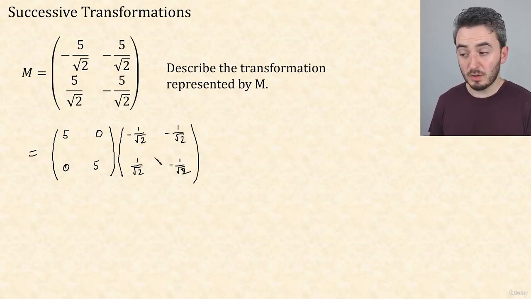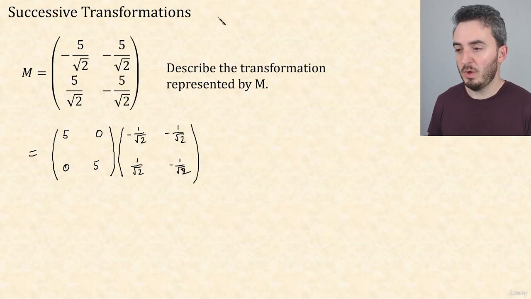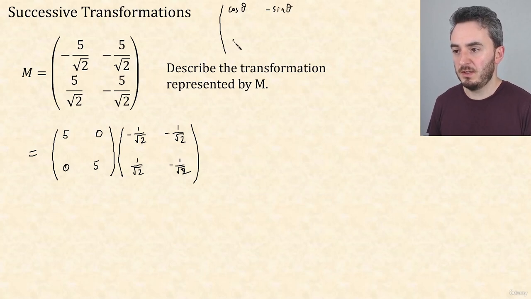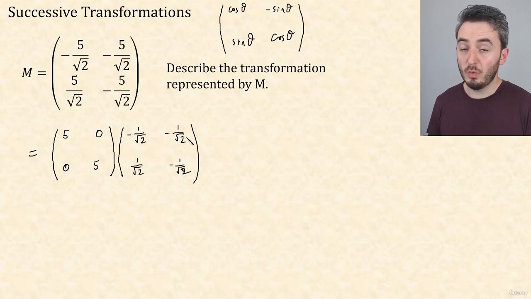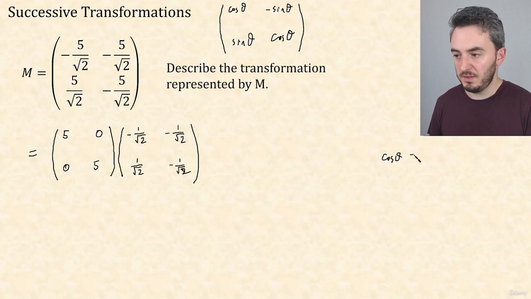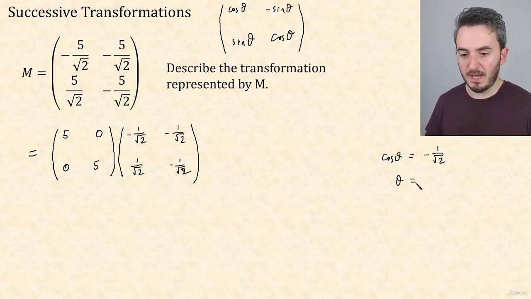Now, this one looks like a rotation, but which rotation? Well, you need to recall that the general form of rotation is cos theta, minus sine theta, sine theta, cos theta. And so the question is, what has theta got to be to make this work? So we need cos theta to equal minus 1 over root 2. Let's find all solutions between 0 and 360. If it turns out we need a clockwise transformation, we'll deal with that later.